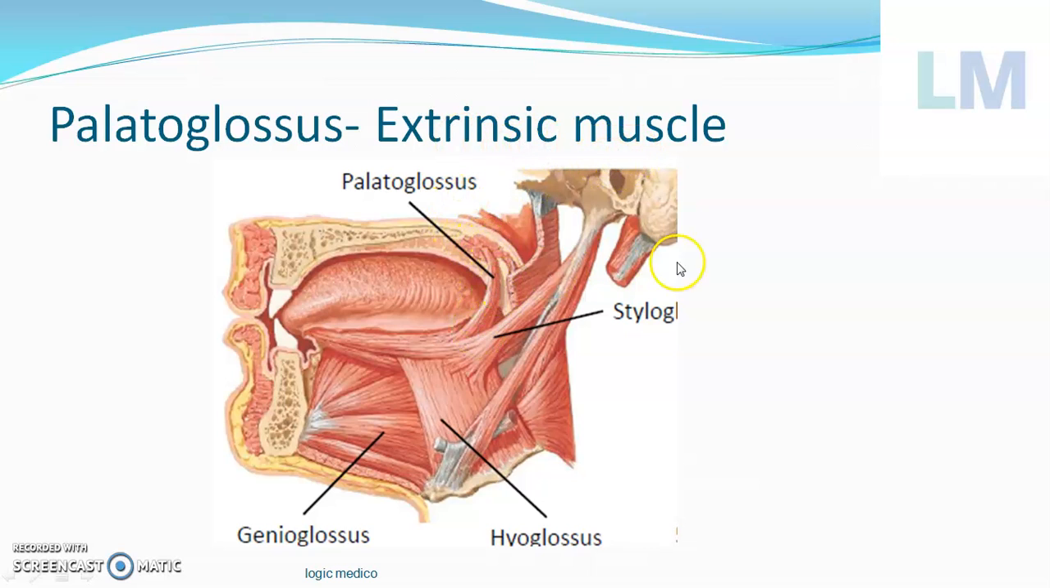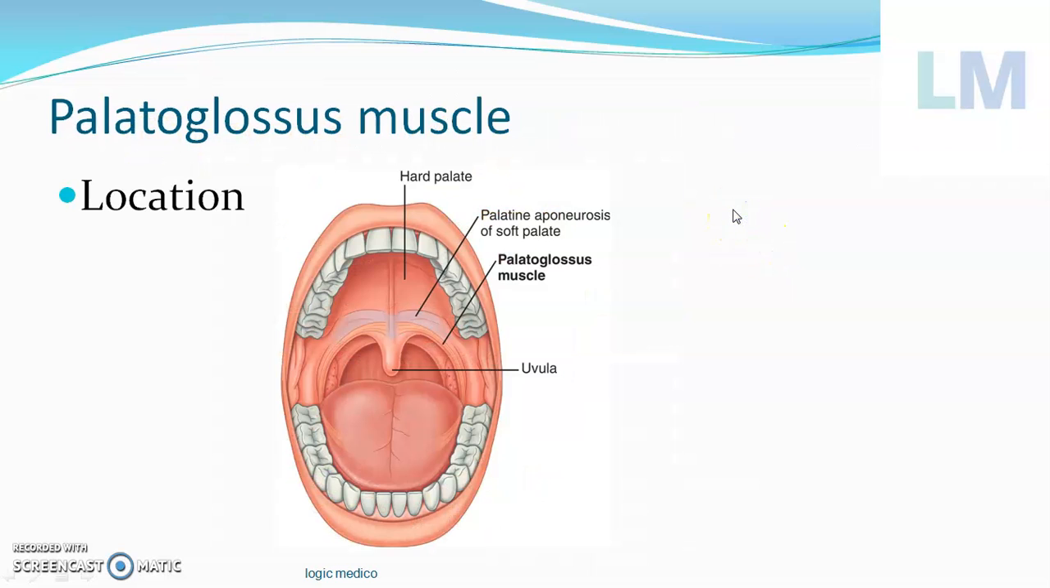So here is the palatoglossus. Let's see the details of this palatoglossus. The location of the palatoglossus is within a fold of mucous membrane. It is called the palatoglossal fold. If we open our oral cavity, you can open your oral cavity and see in the mirror yourself. It will be like this.